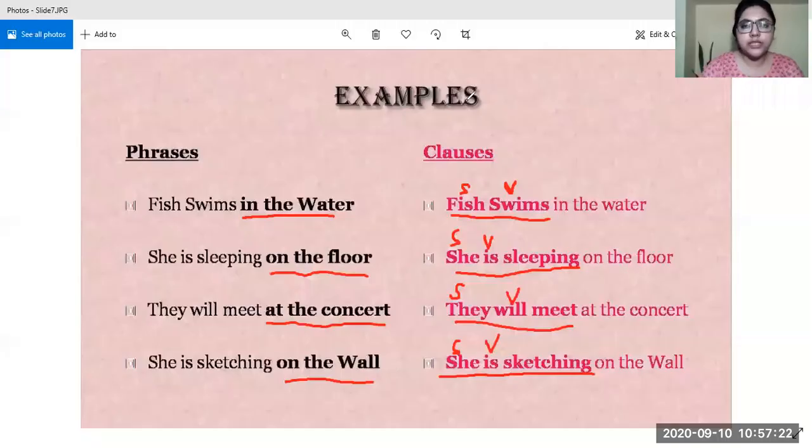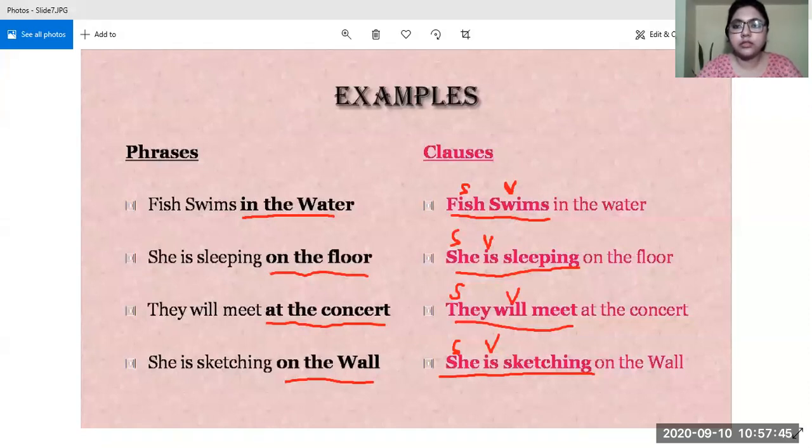So now what do we see? That a sentence is a combination of a phrase and clause. A sentence can be the combination of one phrase and one clause, or it can be the combination of two clauses also. So it is not always necessary that a sentence will have a phrase.